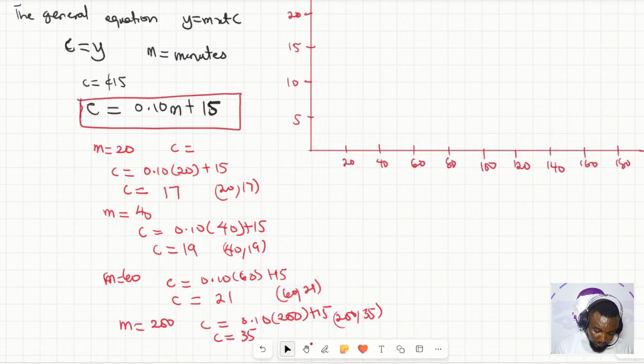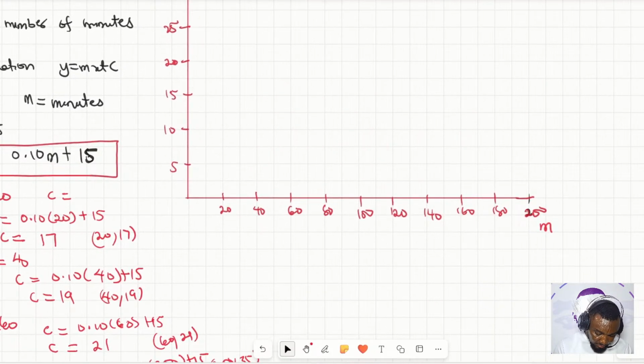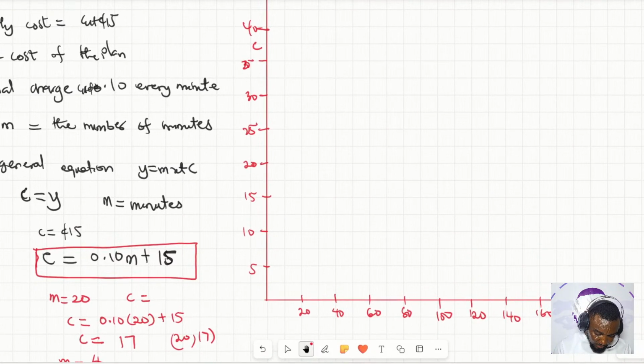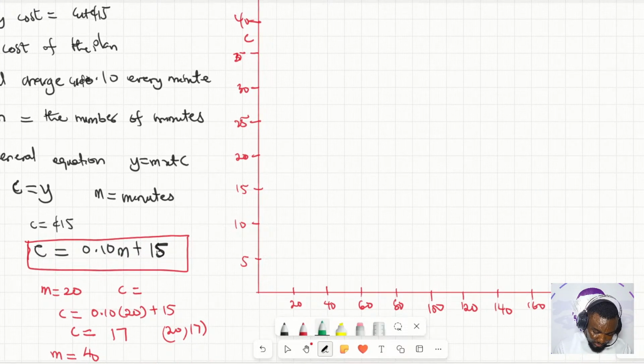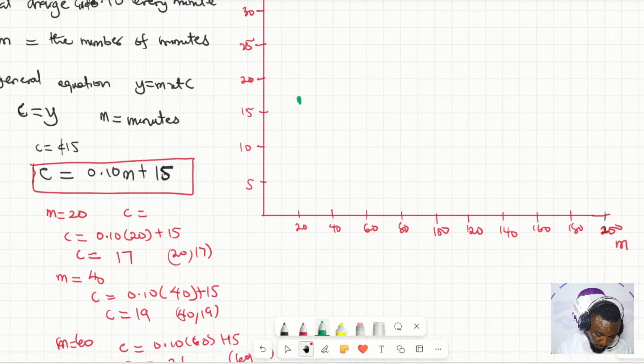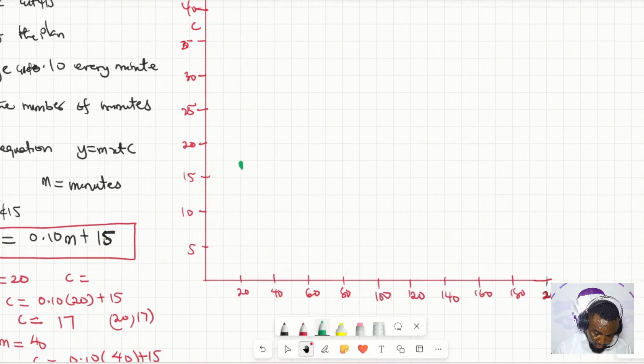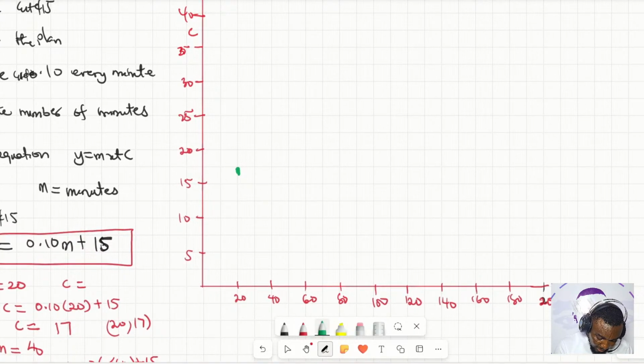So we want to plot the other pairs of points that we have here. We are going to pick them one by one. The first one is 20. 20 is for the minutes and 17 is for the cost, like 20 minutes, 17 cedis. So this will be 17.5, somewhere here. We put our point there. Our next one is 40 going with 19. 19 is almost close to 20. That is here.